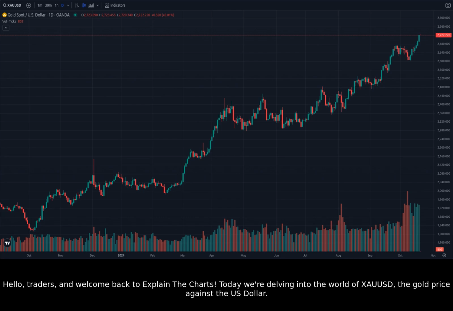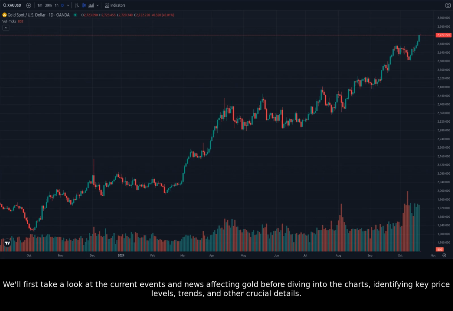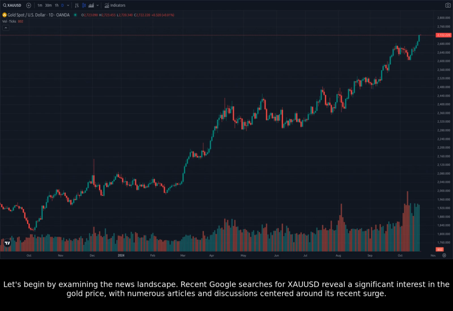Today we're delving into the world of XAUUSD, the gold price against the US dollar. Gold has been making headlines recently, hitting new all-time highs above $2,700, and the news surrounding this surge is certainly captivating. We'll first take a look at the current events and news affecting gold before diving into the charts, identifying key price levels, trends, and other crucial details. Let's begin by examining the news landscape.